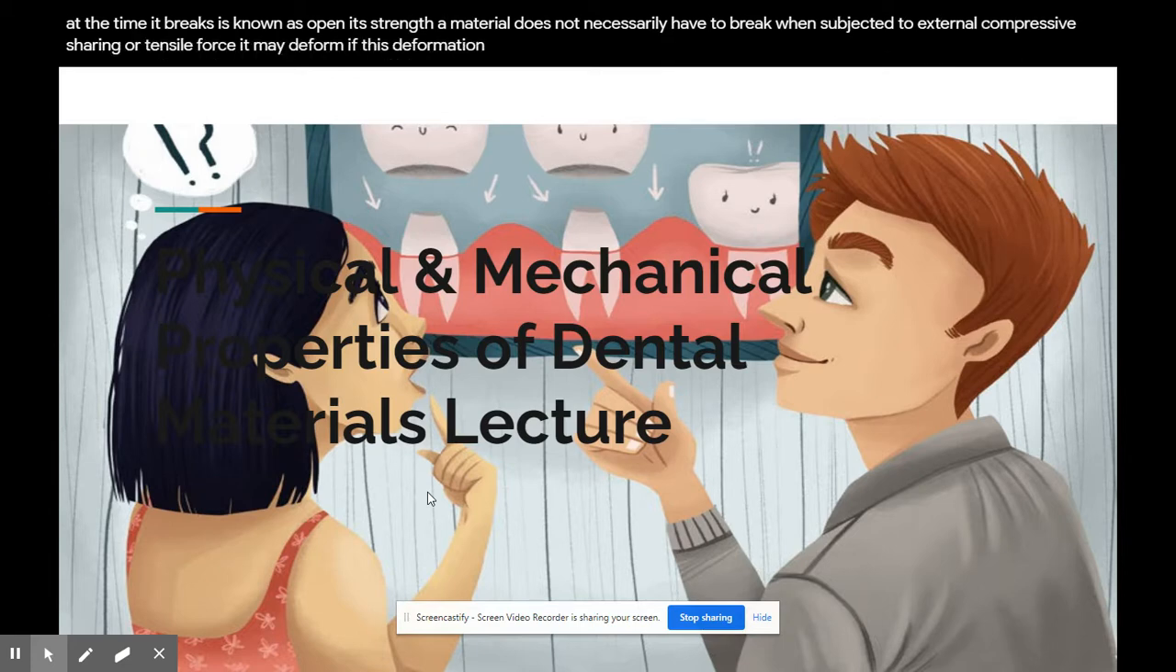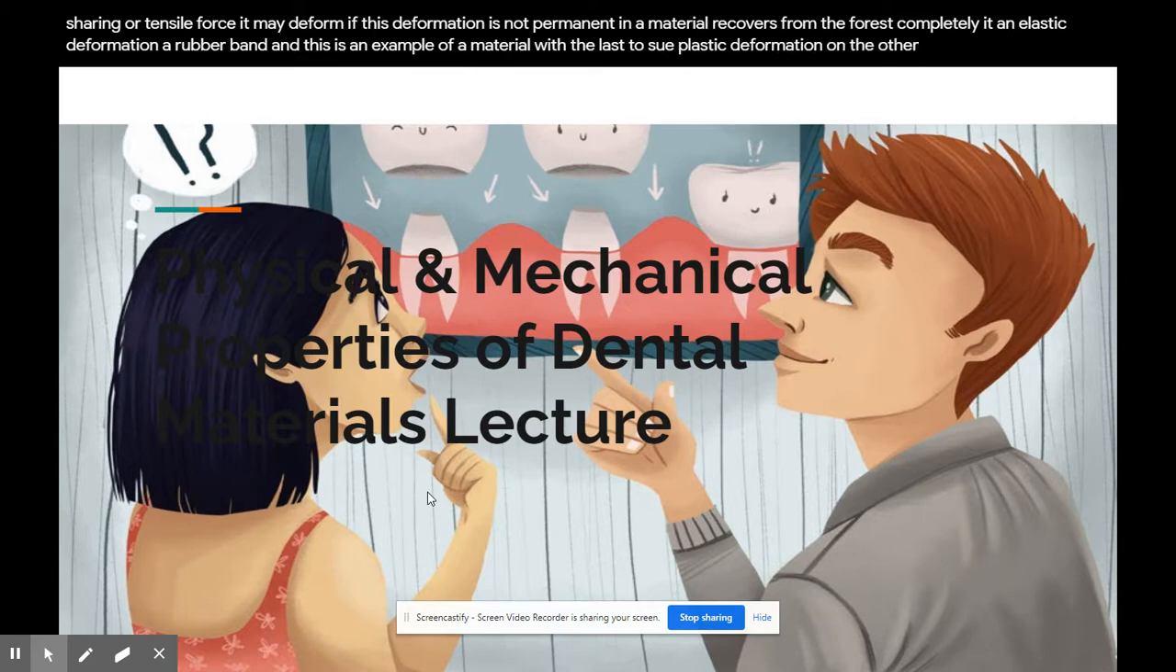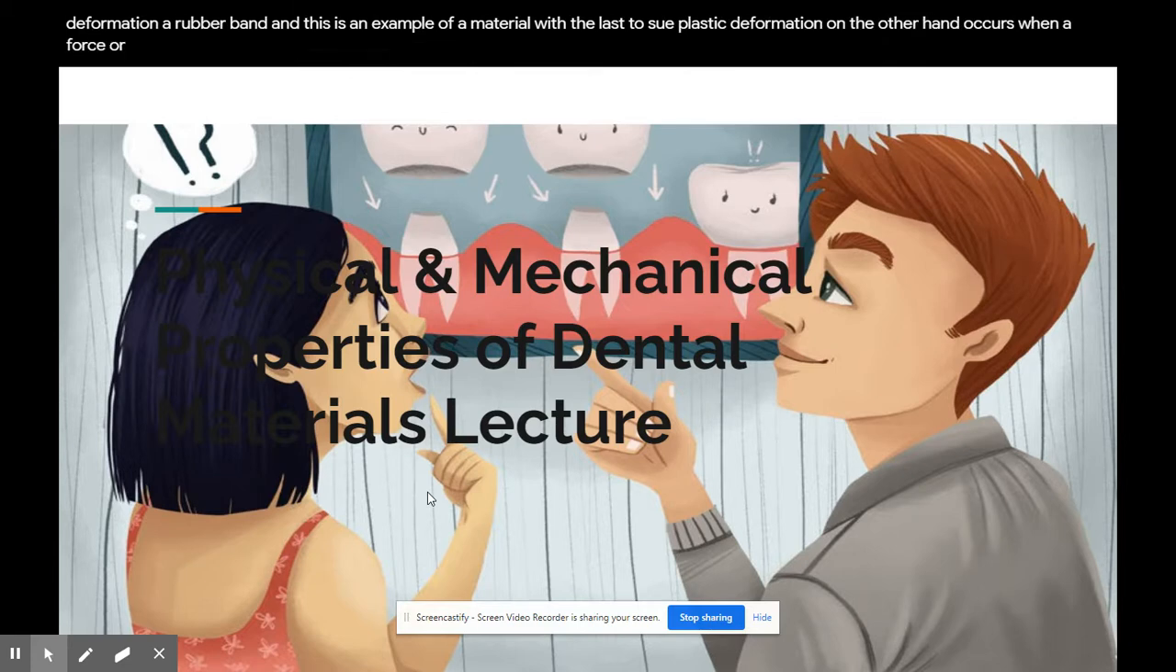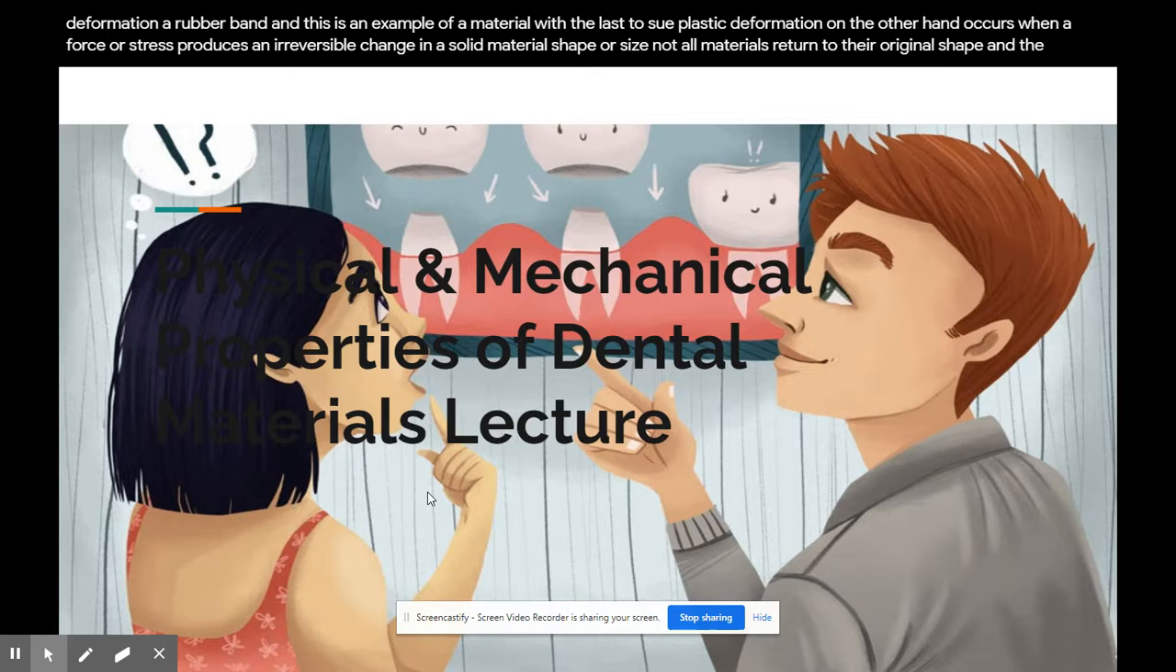If this deformation is not permanent and the material recovers from the force completely, it has good elasticity and has undergone elastic deformation. A rubber band is an example of a material with elasticity. Plastic deformation, on the other hand, occurs when a force or stress produces an irreversible change in a solid material's shape or size. Not all materials return to their original shape when the deforming force is removed.